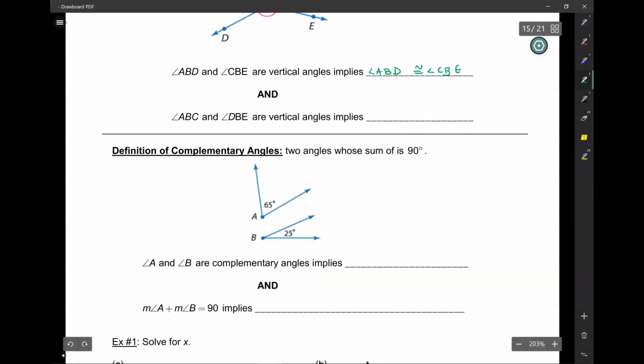Angles, which means angle ABC is congruent to angle DBE.